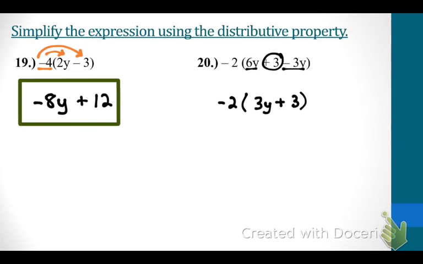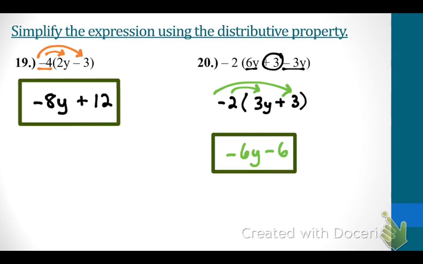Now we have a normal problem. Kaylin, do it for me, please. You do negative 2 times 3y and negative 2 times 3, and you get negative 6y minus 6. How many of you would say you got that same thing when you tried it on your own? All right, good job. If you did not get that, please erase your answer and fix it for me. If you're struggling with distributive property, this comes from section 3.3. So you could go back and watch that review video to help you just to kind of get that back in your head of how to do distributive property.